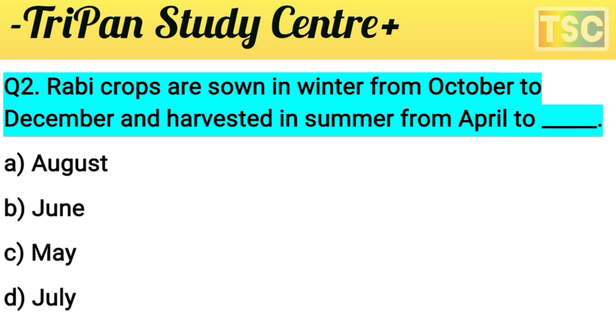You must have thought of your answer. Let's see the answer. The question is clear: Rabi crops are sown in winter from October to December, but harvested in summer from April to June. Rabi crops are sown in winter from October to December and harvested in summer from April to June. It means option B is correct. Option B, June. Let's see the next question.